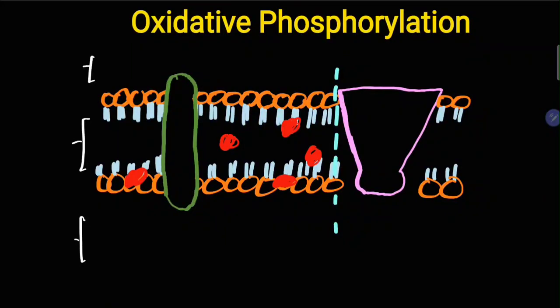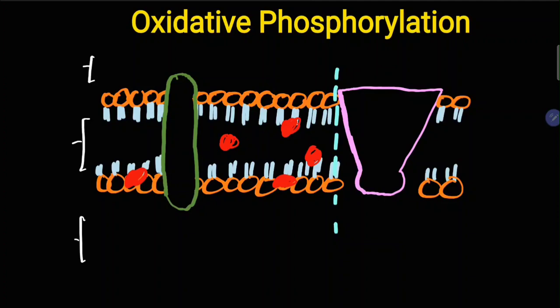Today, we're going to be talking about oxidative phosphorylation, which is the fourth and final stage of cellular respiration. So let's begin. Now, oxidative phosphorylation is split into two different steps. Number one, the electron transport chain, and number two, chemiosmosis.